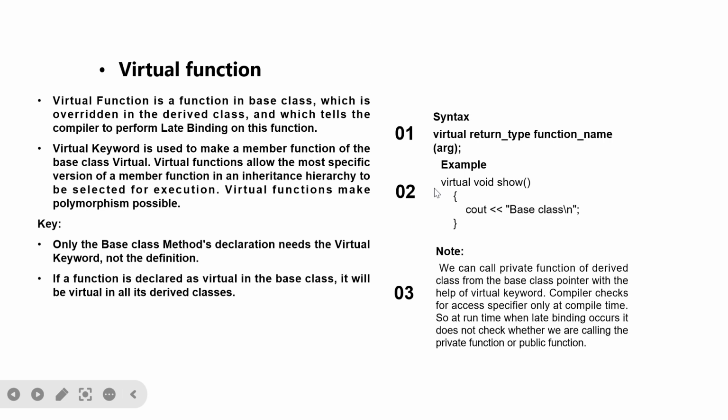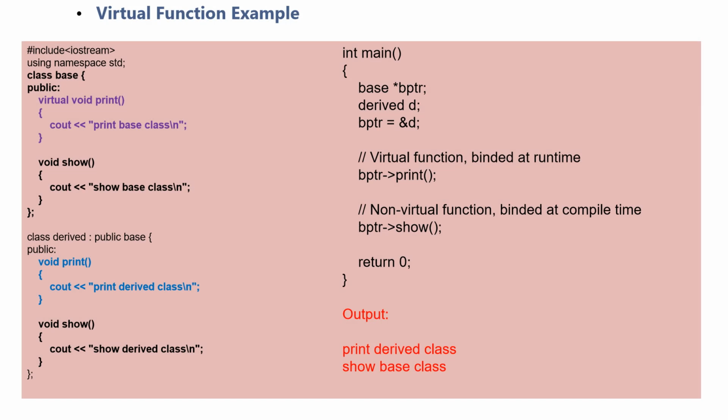This is the syntax we have: the virtual keyword will be given before the function name. So virtual void show, and this show will have some functionality inside. So this is one example for a virtual function.